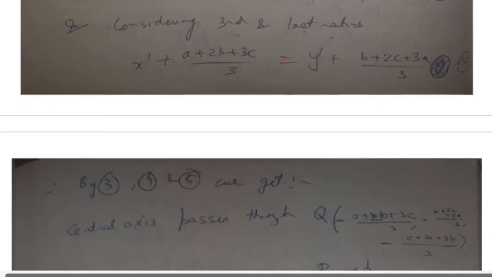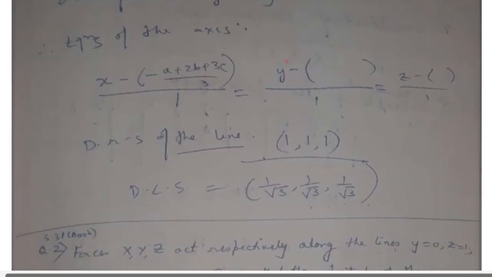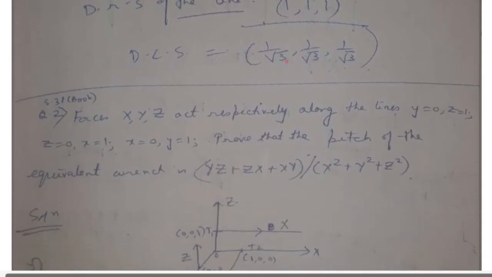Okay, so the next one. This thing is done, DC is done, direction ratio is done. Then what is remaining?